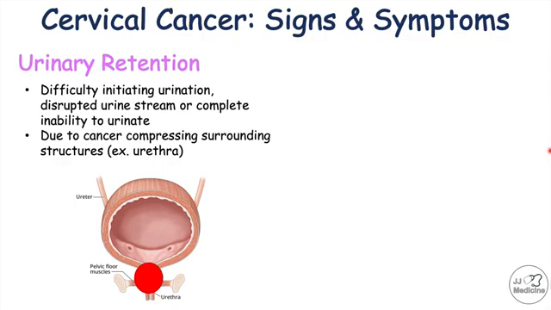And this is due to the cancer compressing surrounding structures, including the urethra. So we talked about dysuria being a case where the cancer may be compressing the urethra, but in the case of urinary retention, this may be a complete compression of the urethra. So the patient may not be able to urinate at all.